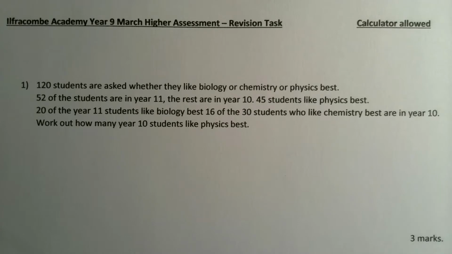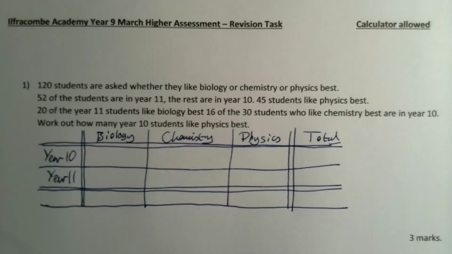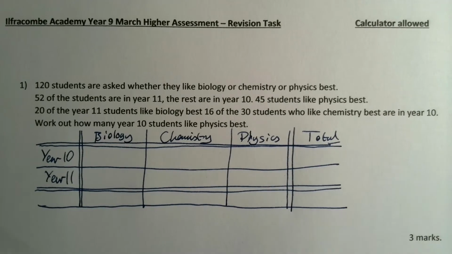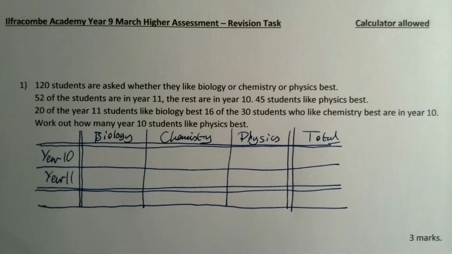Okay, so here's question 1. So as I said, pause it and give it a go. Now we want to draw a two-way table to sort this out, which should look something like this. Now, how do you know that you can use a two-way table? It's because you've got two different types of things, either subjects and what year group people are in. And there are other ways to do this, but this makes it the easiest.